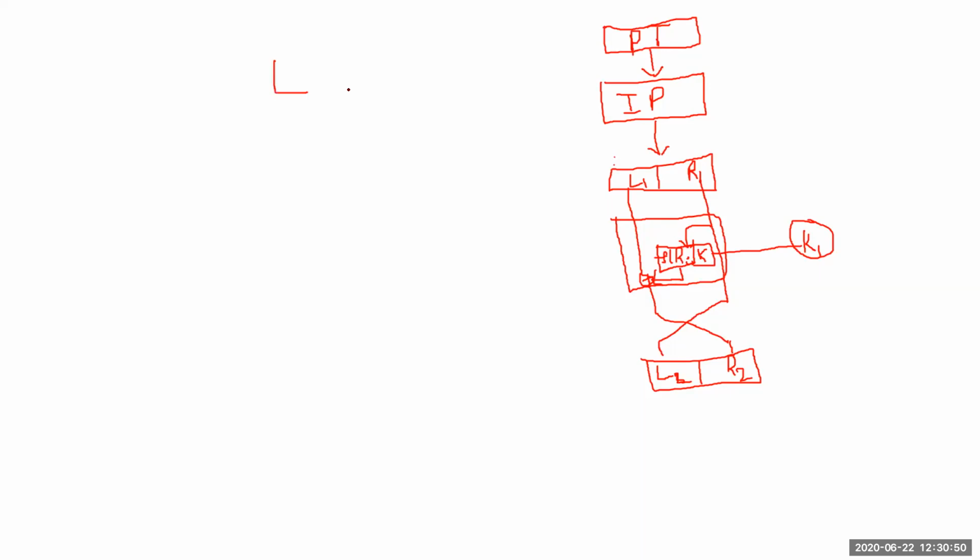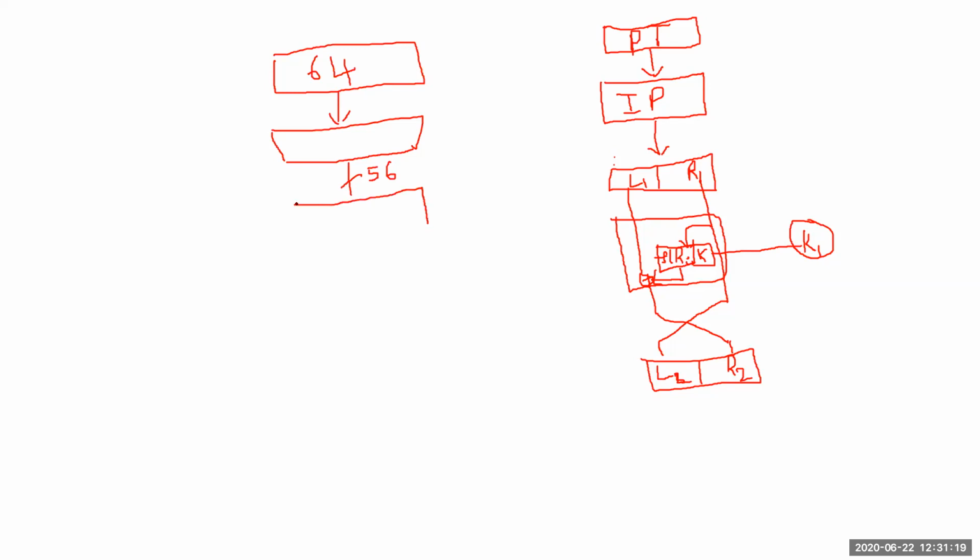Initially, a 64-bit key is taken into consideration. The key will be 64-bit only. This key is sent to the parity dropper. Here 8 bits are going to be dropped, so the key size will be reduced to 56 bits, not bytes, bits only. These 56 bits are again divided into two equal halves of 28 bits and 28 bits.